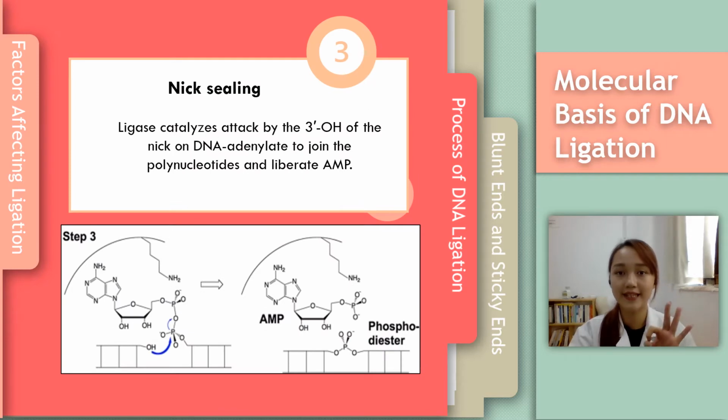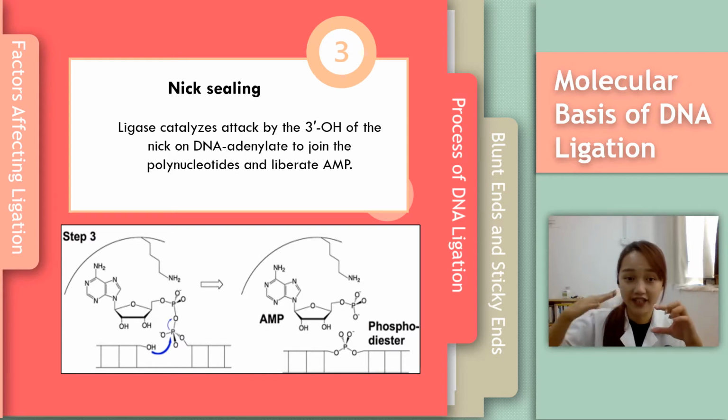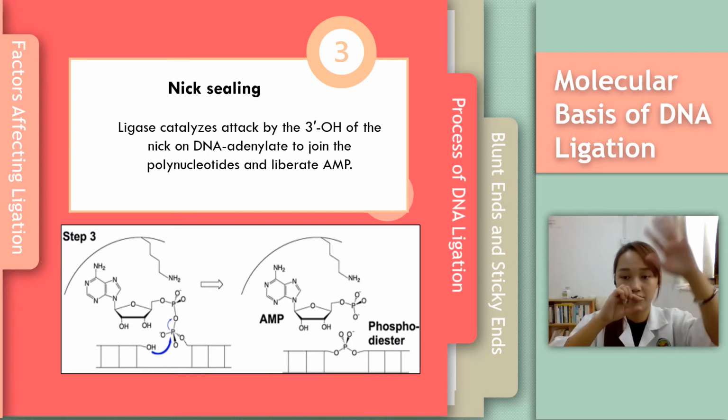The third step, which is the last step too, is nick sealing. Nick sealing is when the ligase catalyzes an attack by the 3' OH of the nick on the DNA adenylate to join the polynucleotide, and the AMP is released.